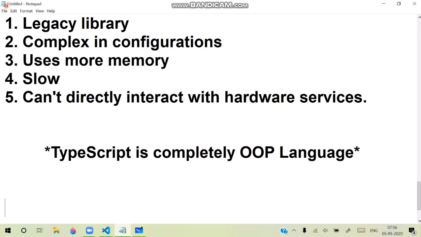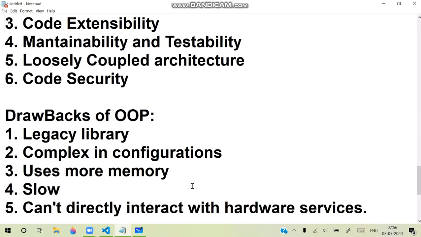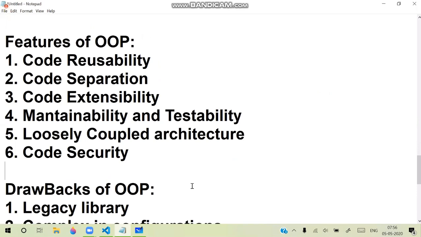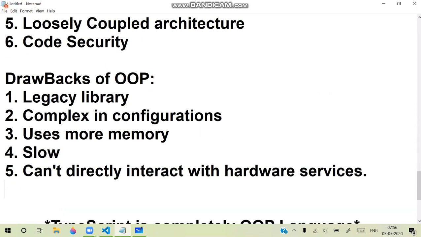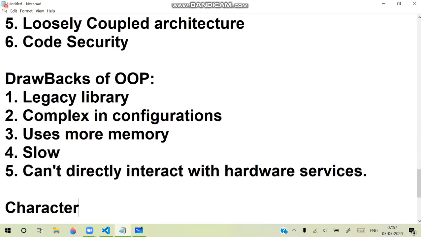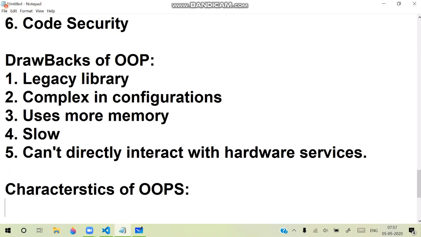In the introduction, I told you, right? It was developed by Microsoft. Now, these are the features and drawbacks of OOPS. So what are the characteristics of OOPS? Characteristics of OOP.